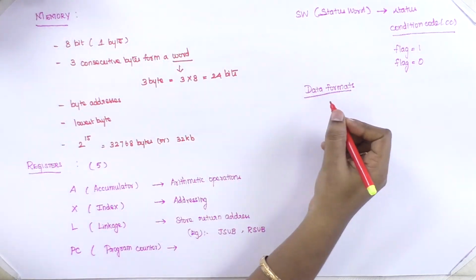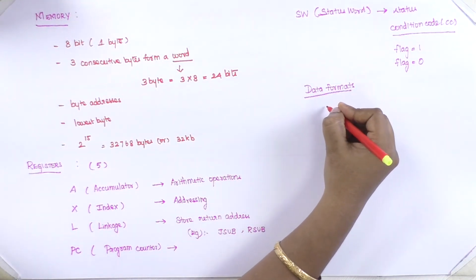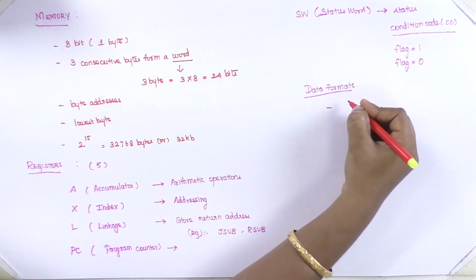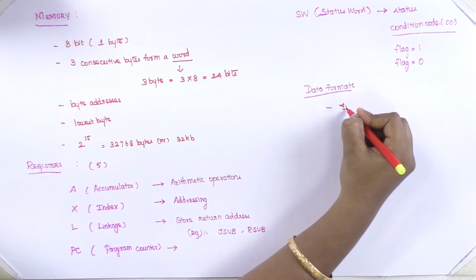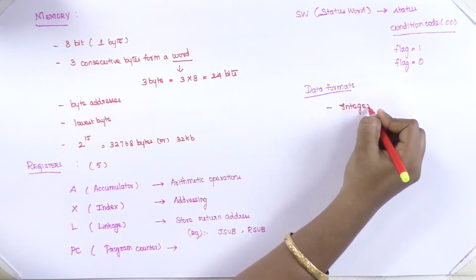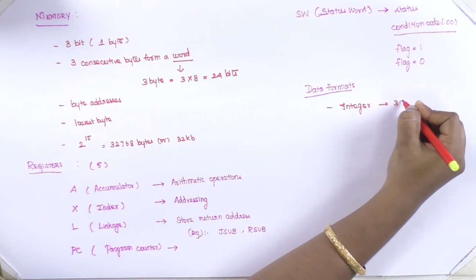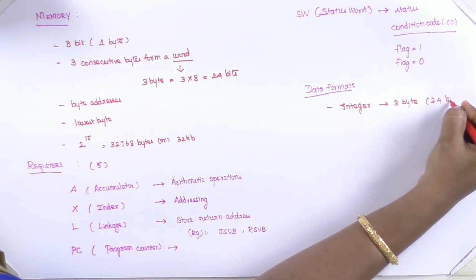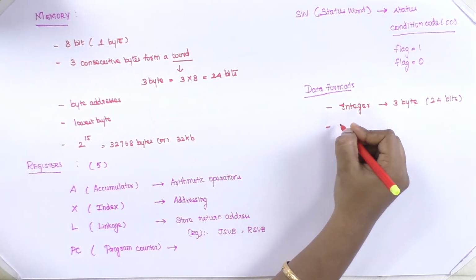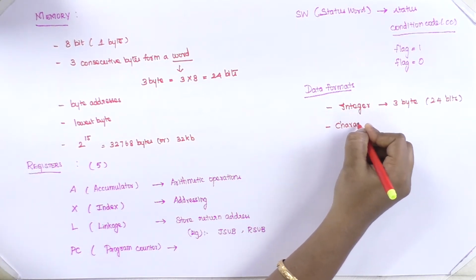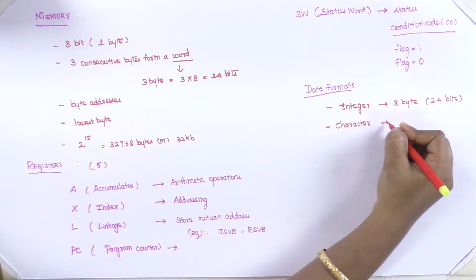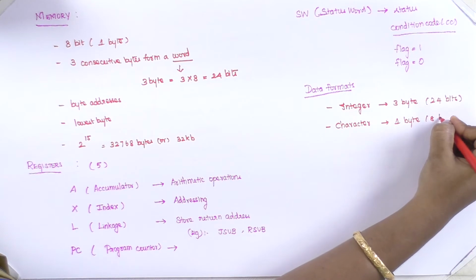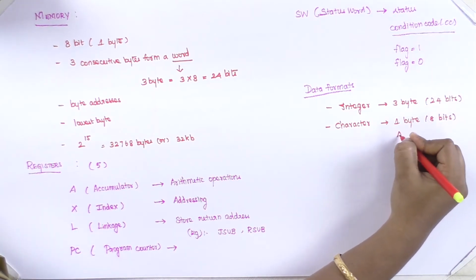So data formats, usually what are the different types of data types we have? Integers, characters, float values. So in our SIC machine, integers are stored as 3 bytes, that is a 24-bit binary number. Then characters are stored as 1 byte, that is 8 bits ASCII code.